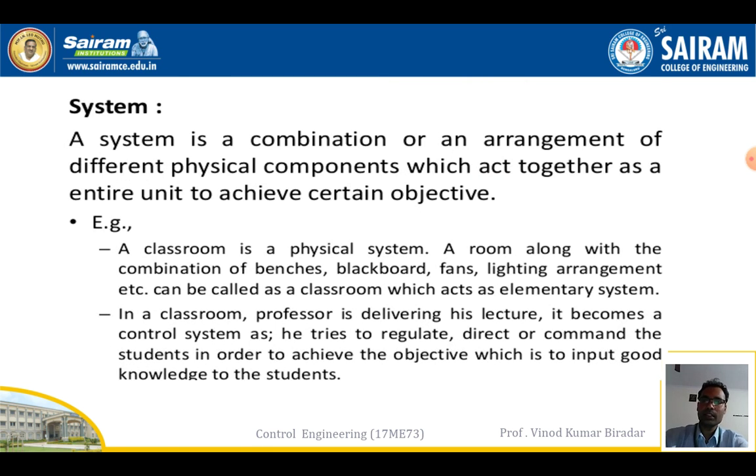The next, third definition is a system. A system is very important in control engineering. A system is a combination or an arrangement of different physical components which act together as an entire unit to achieve a certain objective. For example, take a classroom. A classroom is a physical system. A room along with the combination of benches, blackboard, fans, lighting arrangement etc. can be called a classroom, which acts as an elementary system. But when a professor is delivering his lecture in the classroom, it becomes a control system, as he tries to regulate, direct or command the students in order to achieve the objective, which is to impart good knowledge to the students. So that is about a system.